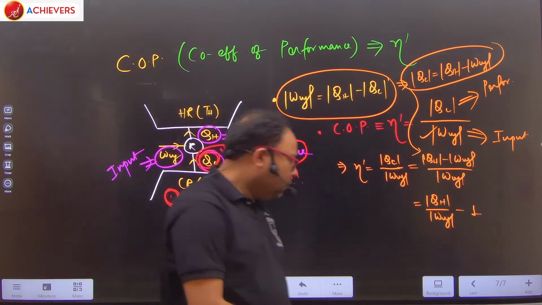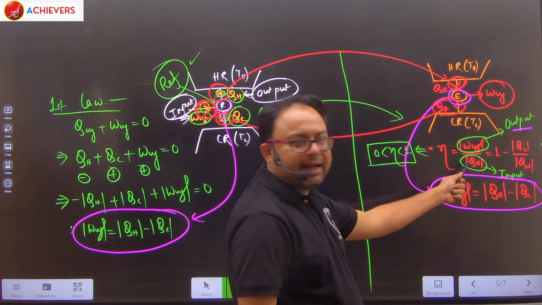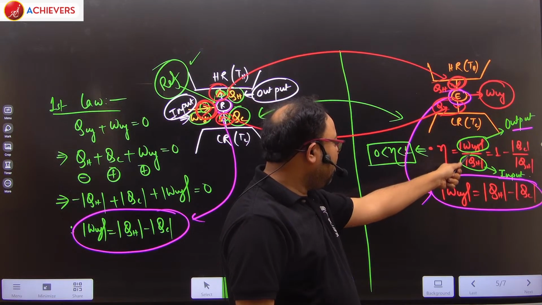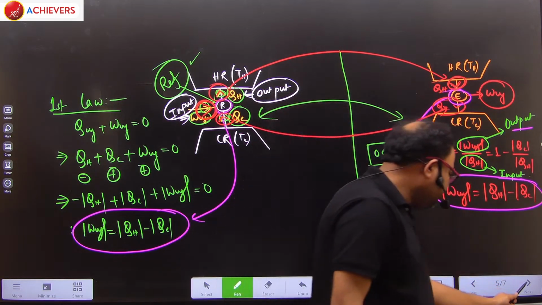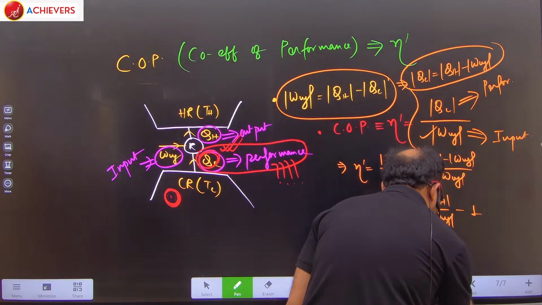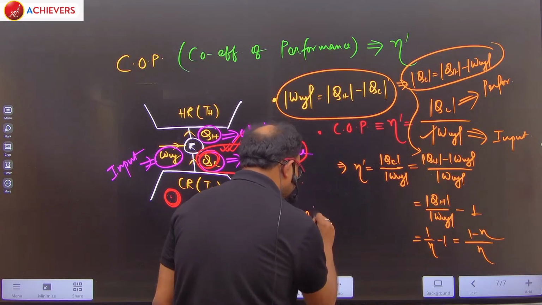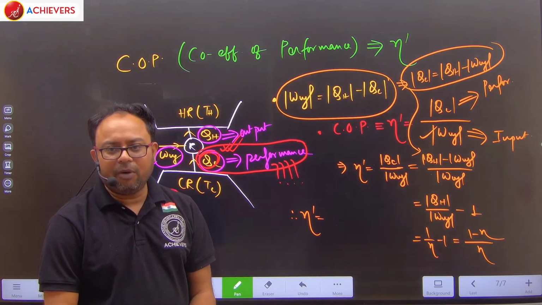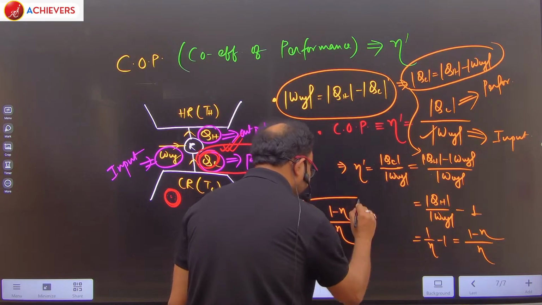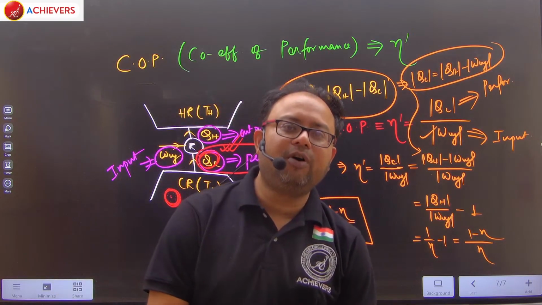And students, we all know that eta is equal to mod W cyclic by mod QH. So mod QH by mod W cyclic is nothing but 1 by eta. So we have established a relation between coefficient of performance and eta, and it is given by eta dash equal to (1 minus eta) by eta. So this is the relation between the coefficient of performance and the efficiency.